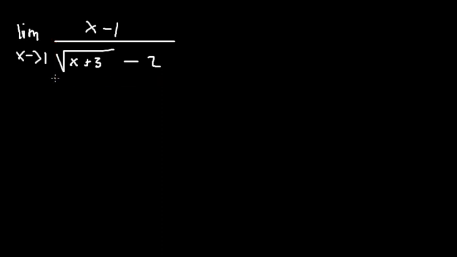Now, in order for us to remove this radical, we just need to find the conjugate. So, basically, the conjugate is, in layman's terms, the opposite of this expression. So, what is the opposite of square root of x plus 3 minus 2? Yes, that is square root of x plus 3 plus 2. So, that is the opposite of the denominator.